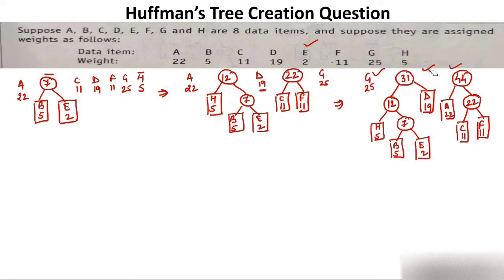Now, what are the two minimum weights? 25 and 31 are the two minimum weights. So this and this will get selected. So finally, what will happen if I make a tree? 31 and 25, the moment you add, you get 56. Fine. So you have G25, suppose this side.